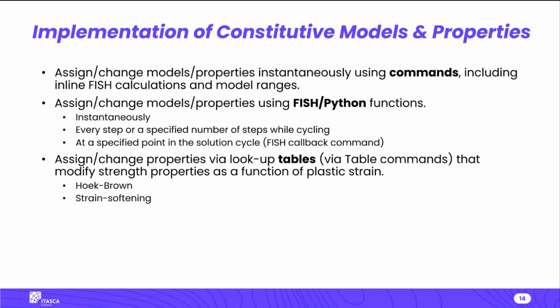This is useful if you want to loop through all the zones and give some distribution of properties, depending on a location or something like that. So the ability to set these things with the scripting is totally useful. If you're doing strain softening, either with Mohr-Coulomb or with Hoek-Brown, you will need to use tables, and the tables describe the relationship between the amount of softening and the amount of plastic strain. And I'll show that in a minute.